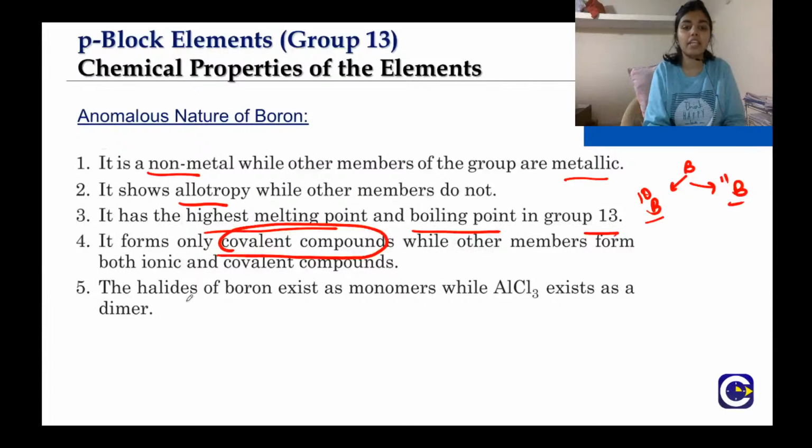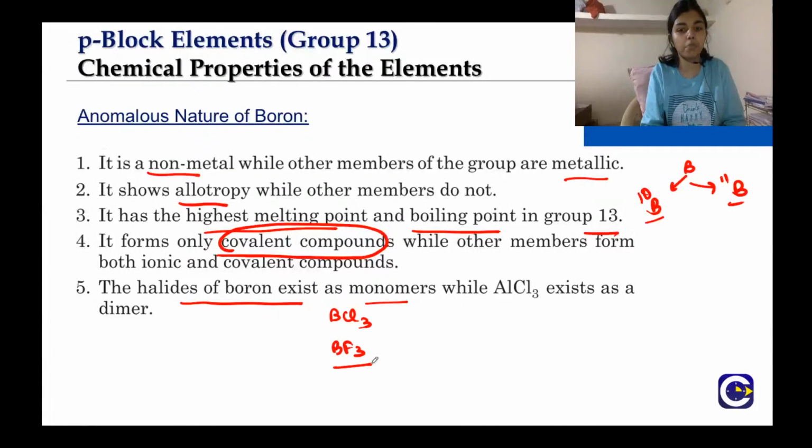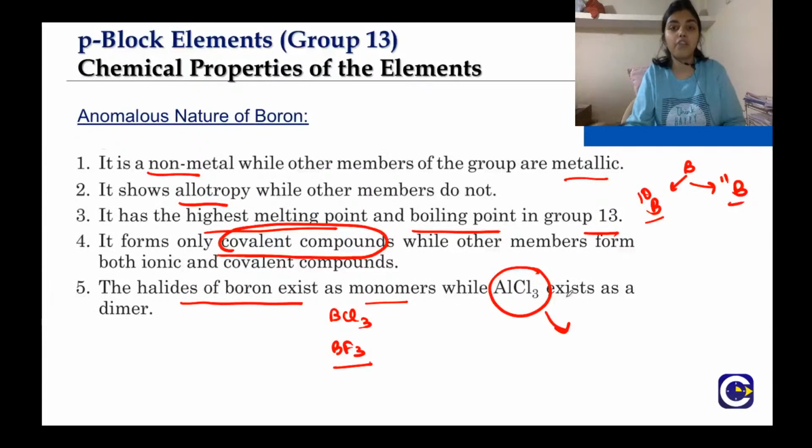Now next is that halides of boron exist as monomers. For example, BCl3 and BF3 are all monomers. While AlCl3 exists as a dimer. As we have already studied its bridge structure, 2 chlorines are in bridging positions and the remaining 4 chlorines are at terminal positions, right? So AlCl3 exists as Al2Cl6, that means as a dimer, while the halides of boron exist as monomers only.